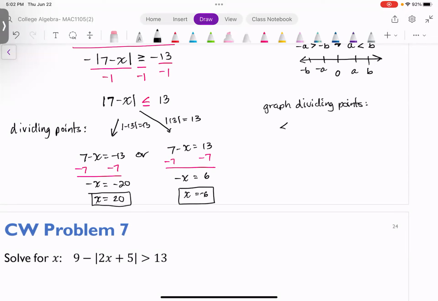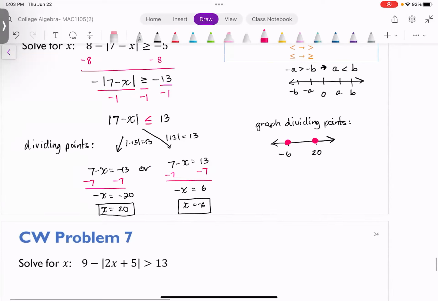So I'm going to plot those on a number line. Always put the smaller value on the left, -6 and 20. I'm going to use closed circles on my number line because my inequality symbol is or equal to. And then I'm going to figure out where to shade by interpreting the absolute value equation. This absolute value equation tells us that the distance is less than 13 units.